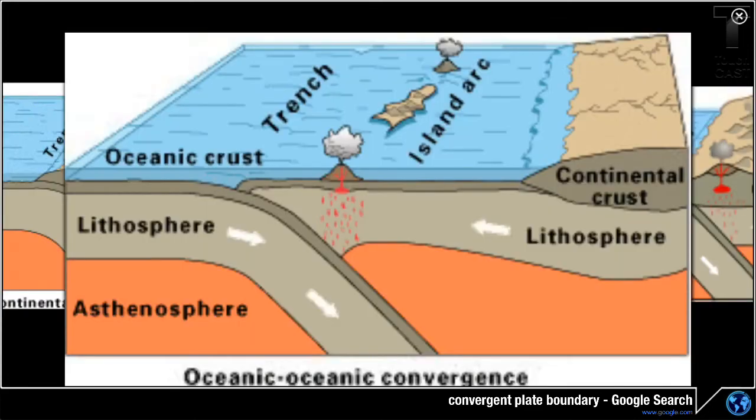Here's a picture of an oceanic to oceanic convergent plate boundary, where the more dense oceanic crust is going to subduct under. The same thing is going to happen, and it's going to force the magma upward, and then eventually it reaches the surface and cools, and it creates a volcanic island arc. It's not on the continent because this is going to happen with 2 oceanic crusts.